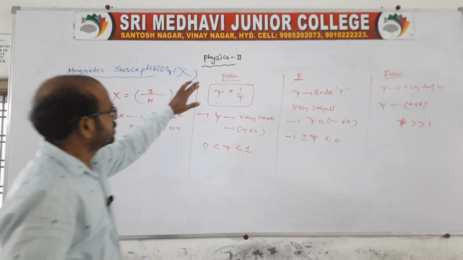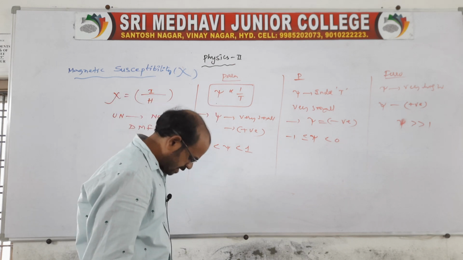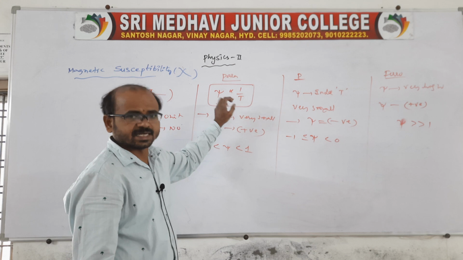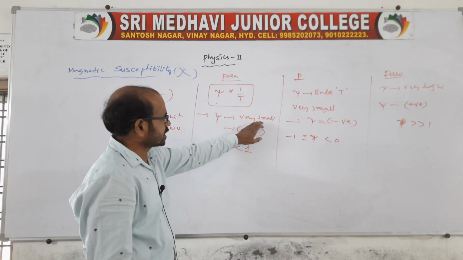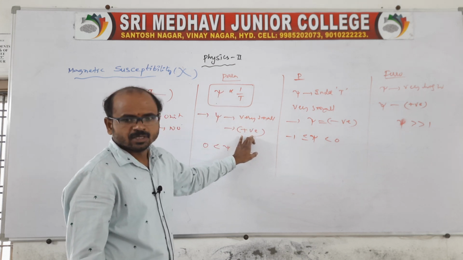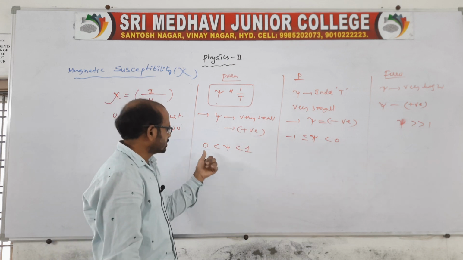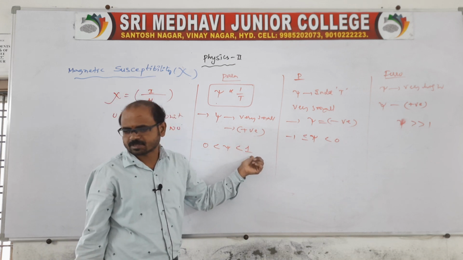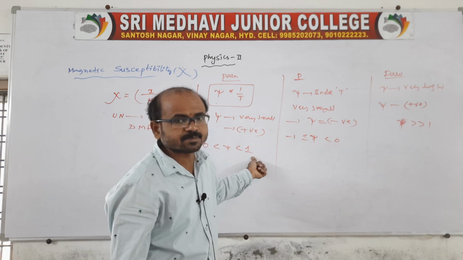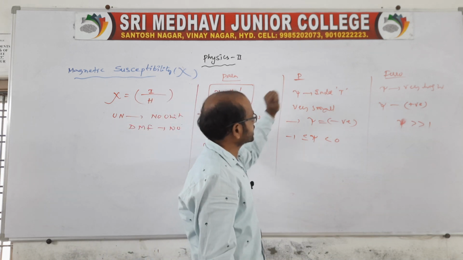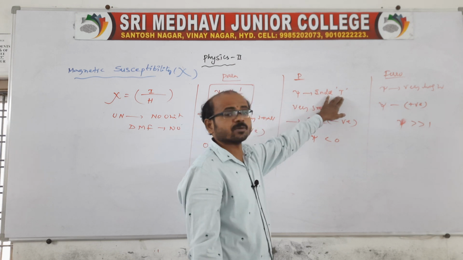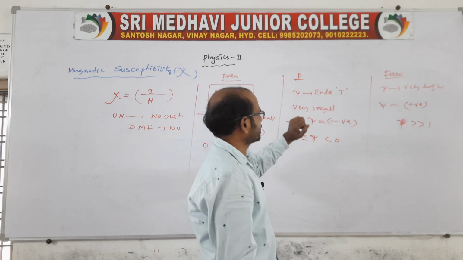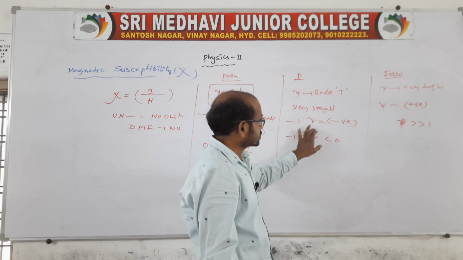See once again, for para, xi is inversely proportional to the absolute scale of temperature. Here xi is very small as well as positive. This xi value lies in 0 < xi < 1. We call it magnetic susceptibility. And in diamagnetic substances, xi is independent of the absolute temperature, and it is very small, and this value is negative.